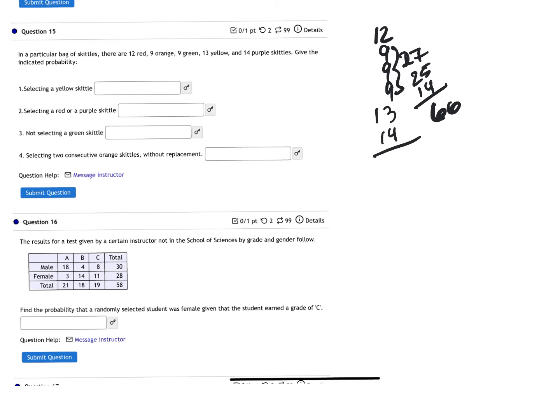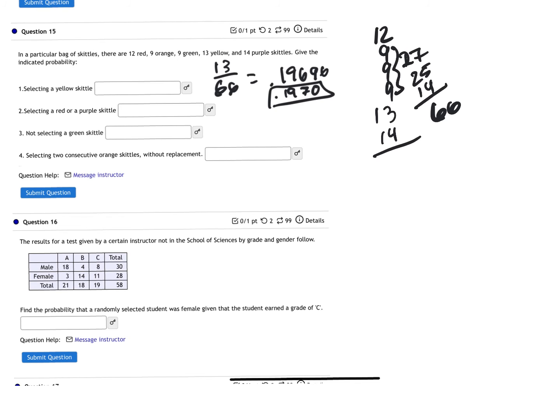All right, selecting a yellow Skittle is going to be 13 out of 66. I think you probably will be able to just write that in as a fraction. If you can't, go ahead and make it a decimal to 4 places. So 4 places would be that, right?